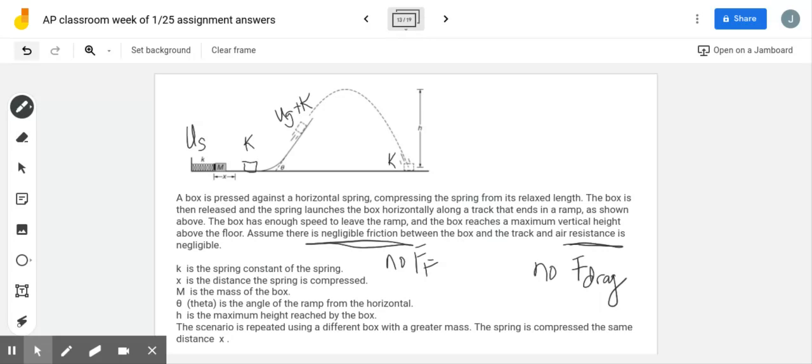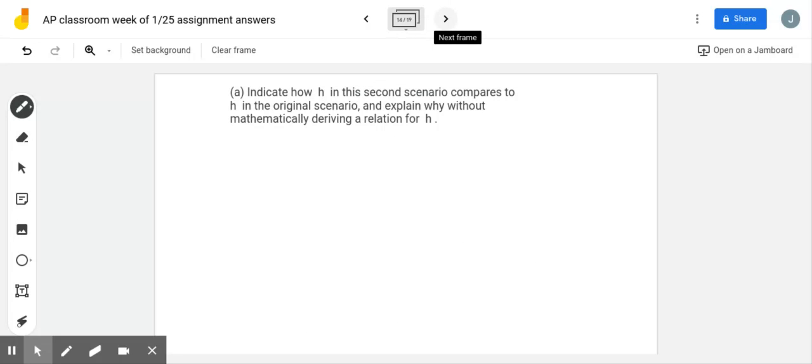Okay, so eventually then it says the scenario is repeated using a different box with a greater mass. The spring is compressed the same distance. So they want to know, how does the max height in the second scenario compare to the max height in the first scenario? And we have to explain why without mathematically deriving a relation for H.